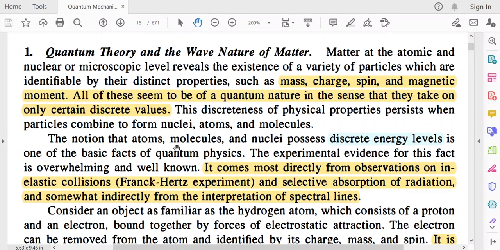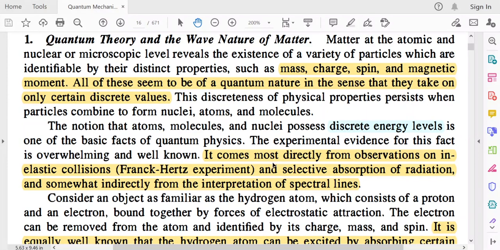The notion that atoms, molecules, and nuclei possess discrete energy levels is one of the basic facts of quantum mechanics. So, what is the meaning of discrete energy levels? Discrete energy levels means energy levels are specified as n equal to 1, n equal to 2, n equal to 3, in this way. That means energy levels are discrete and not continuous. So this fact is one of the basic facts of quantum mechanics.